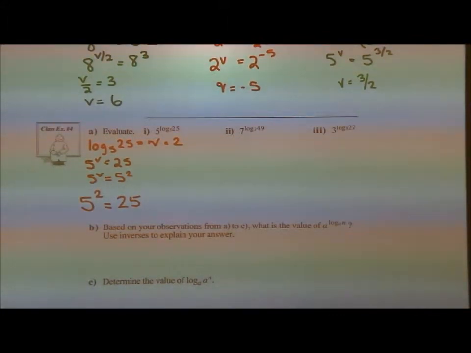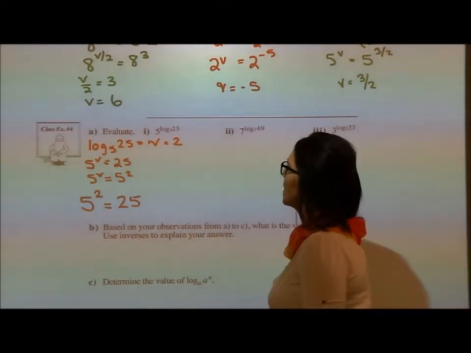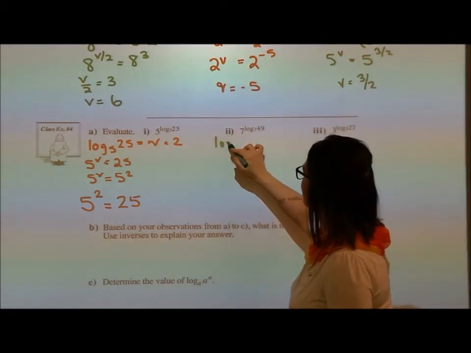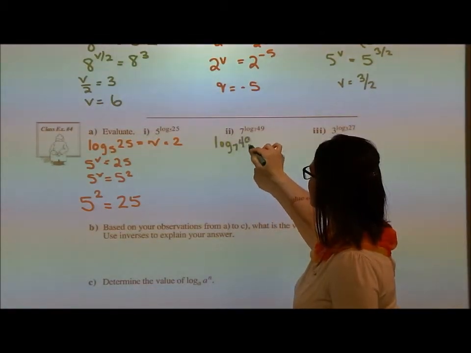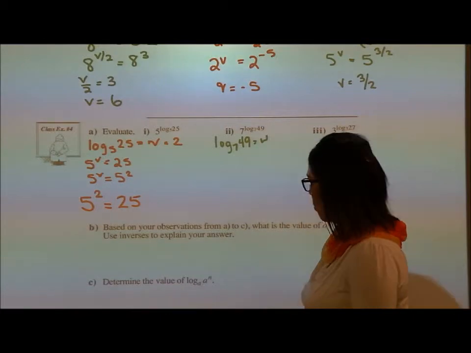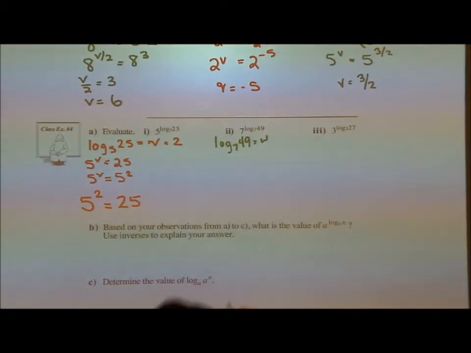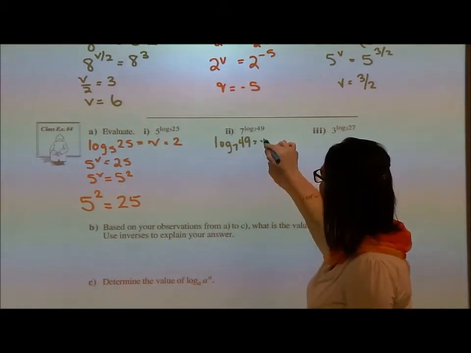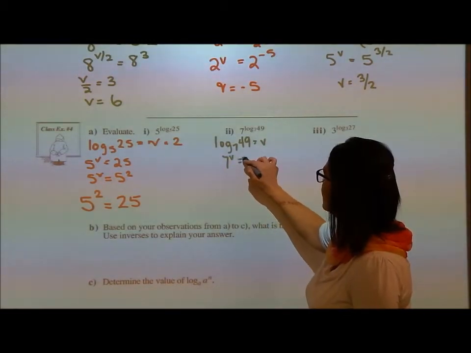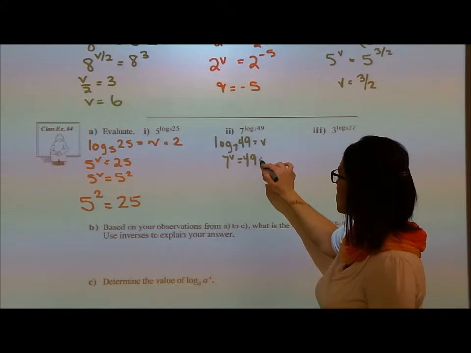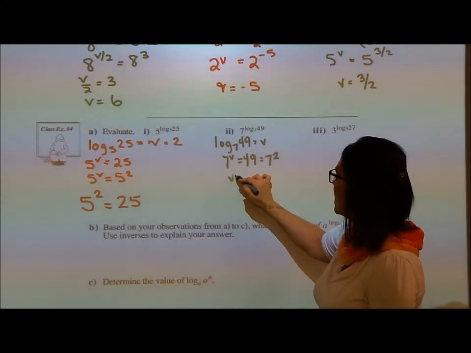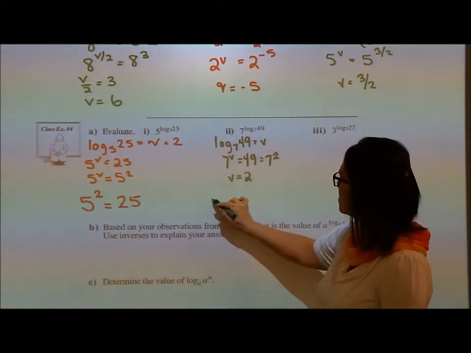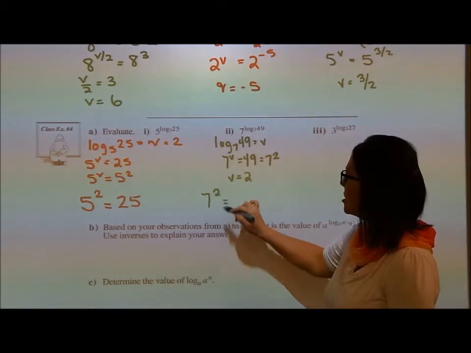So if I concentrate on log base 7 of 49, and I try to figure out what it equals, I get 7 to the power of v equals 49, which is 7 squared. So then v equals 2. So now I have 7 squared, which equals 49.